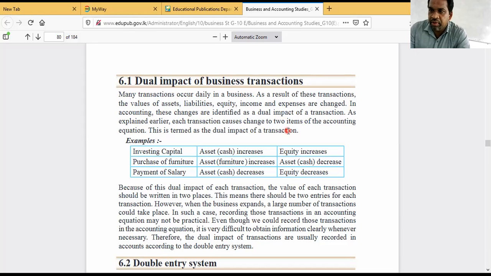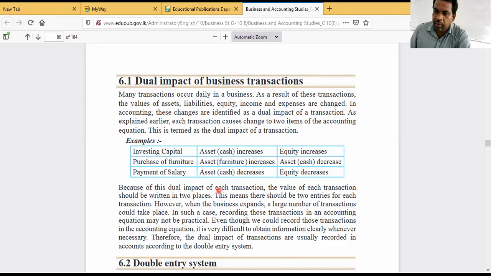If we take investing capital to the business by the owner, asset increases, cash. Equally, equity increases. If we take purchase of furniture, asset increases, furniture, and cash decreases because you have to pay money, therefore cash goes out. Equally, asset increases, that is furniture. Payment of salary, expenses. Asset decreases, why? You have to pay money, money goes out. Equity decreases, why? Because of any expenses, there will be a decrease in equity.